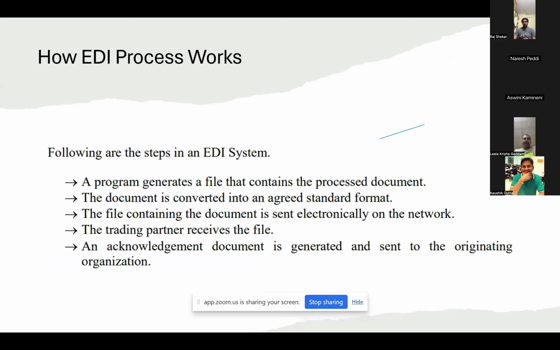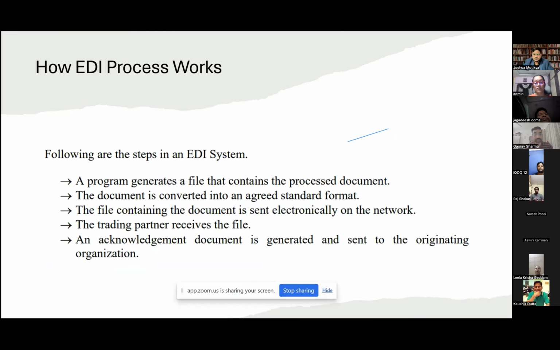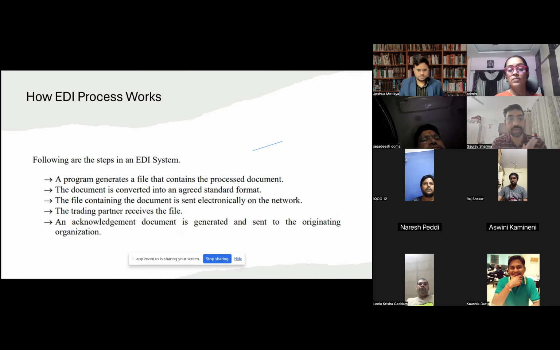Yeah. So how does the EDI process work? Of course, we have software programs in both the systems, on both sides. When a purchase order or anything is created in one system, the file is created in a standard format and sent electronically over the network to the other trading partner or business system. They receive it, decode it, and process it in their system. They will send an acknowledgement also. There will be a to-and-fro message flow also. So this is how EDI works.